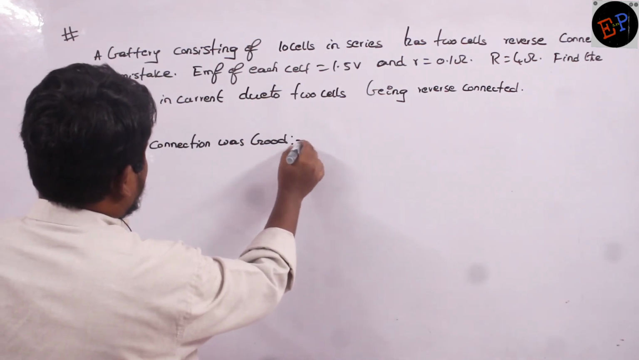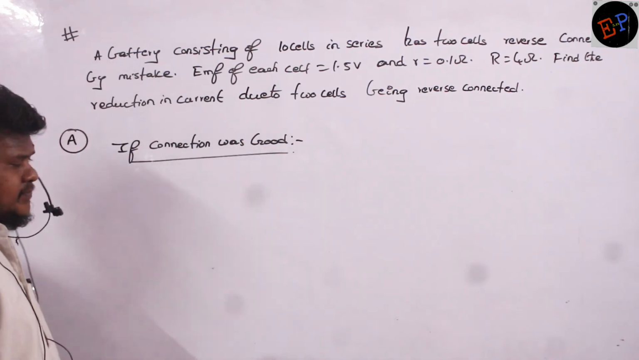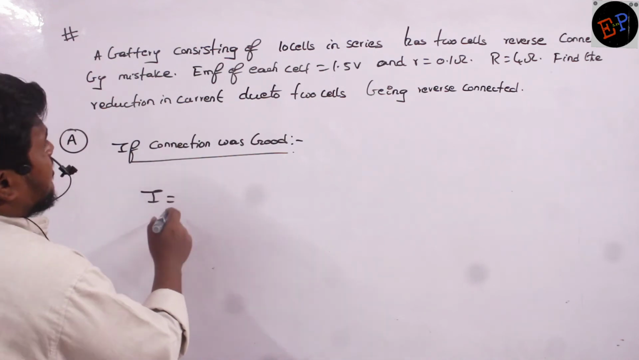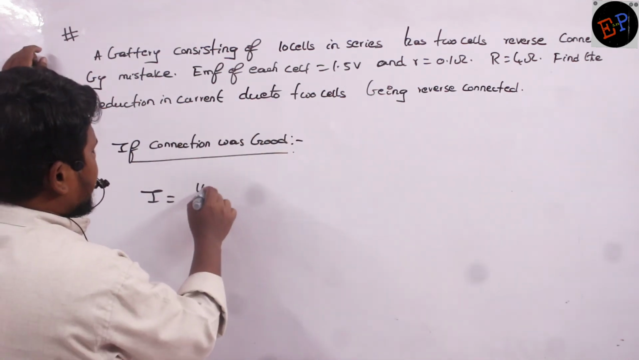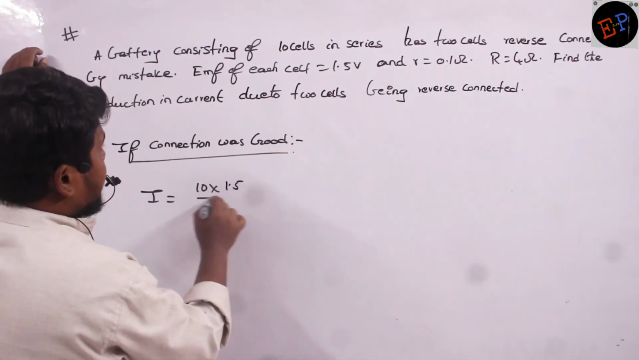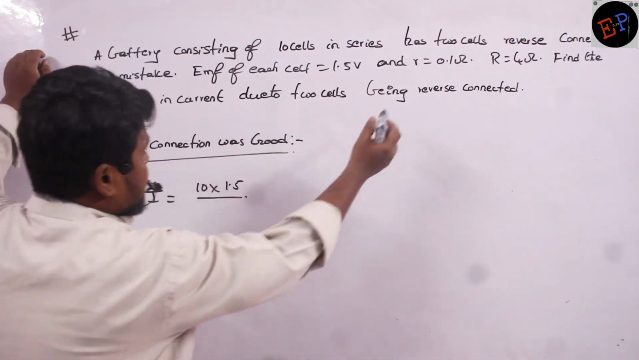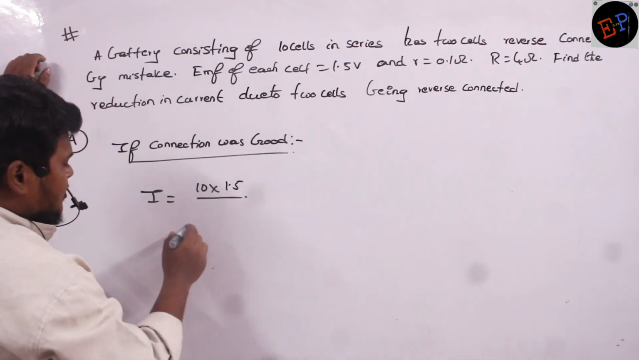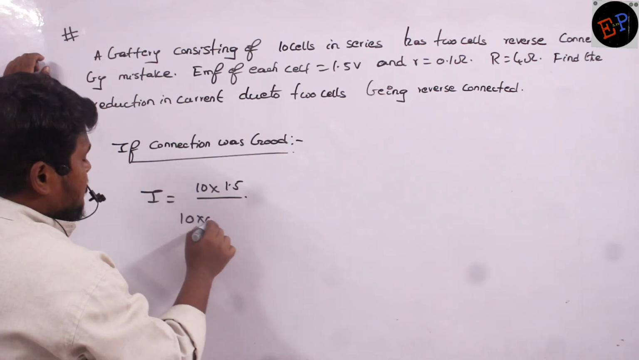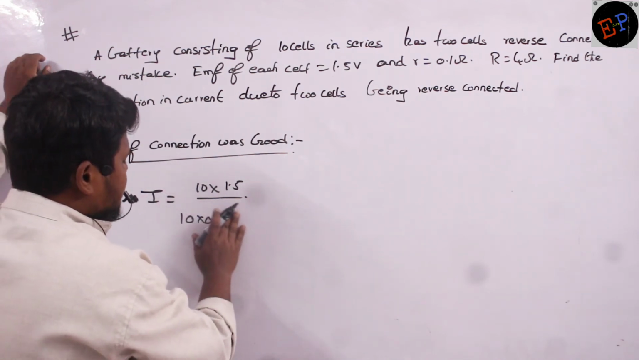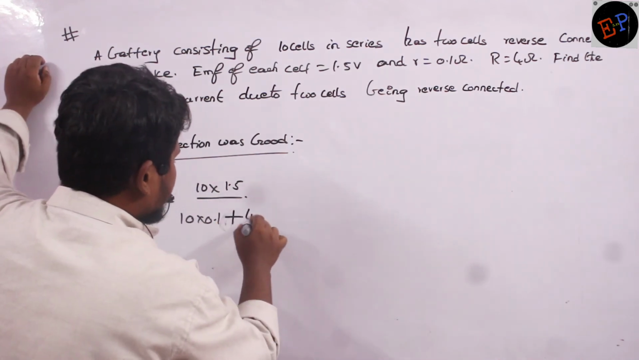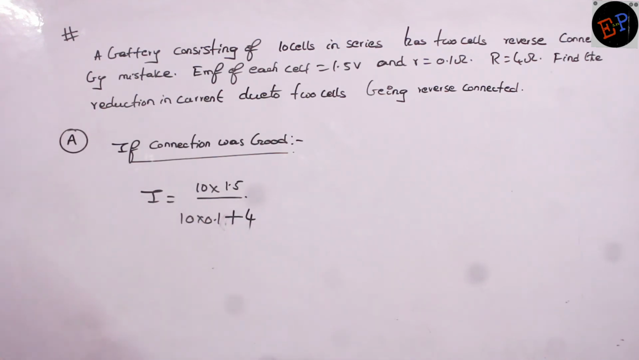Okay? So if the connection was good, that means if there is no reverse polarity, then what is the value of I? How many cells are connected in series? 10. 10 into 1.5 divided by internal resistance, which is 0.1, no? 10 into 0.1, and there is one external resistor also which is connected in series, which is 4. This is the amount of current. Are you able to understand?